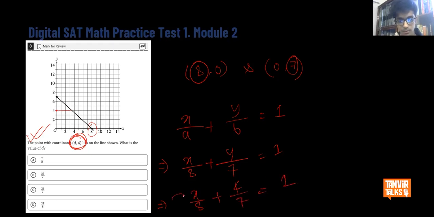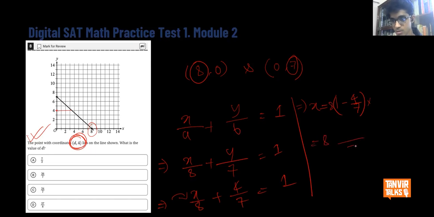So we have to find the value of x, right? x is equal to 1 minus 4 by 7, into 8. Okay, so 7 minus 4 is 3. So 24 by 7. So that's the answer, C.